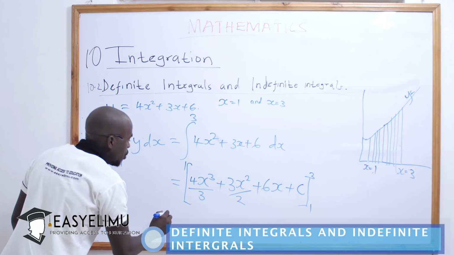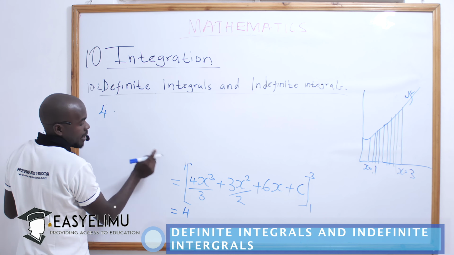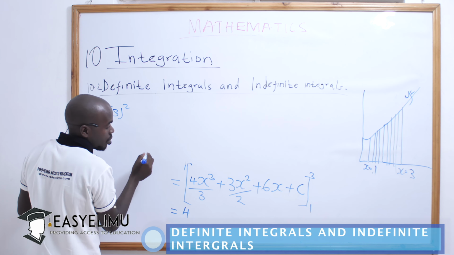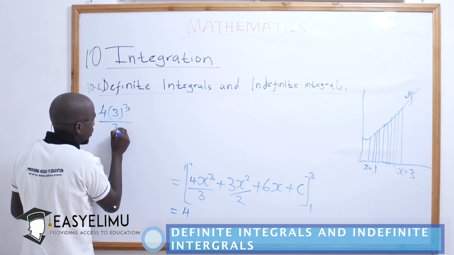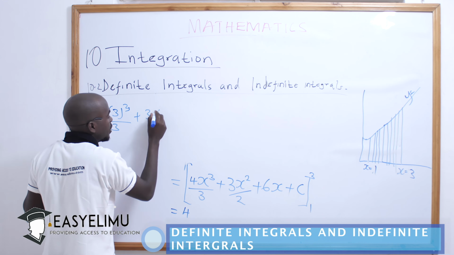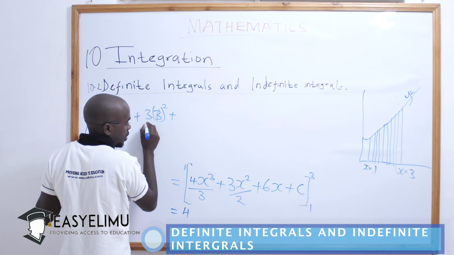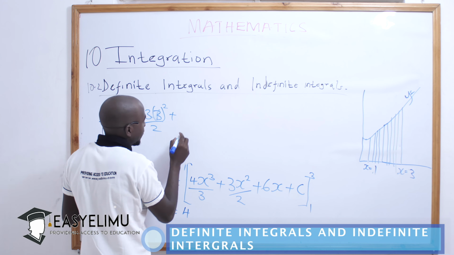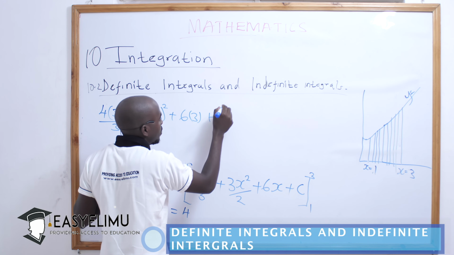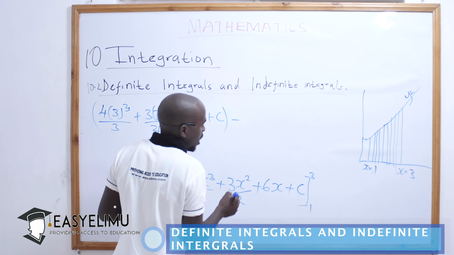And on replacement, we shall find here 4x, and x here we have said is 3. So it will be 3 cubed over 3 plus 3x, but x we have is 3, so it is 3x squared over 2 plus 6, 3 plus c, the first replacement, and then we subtract.